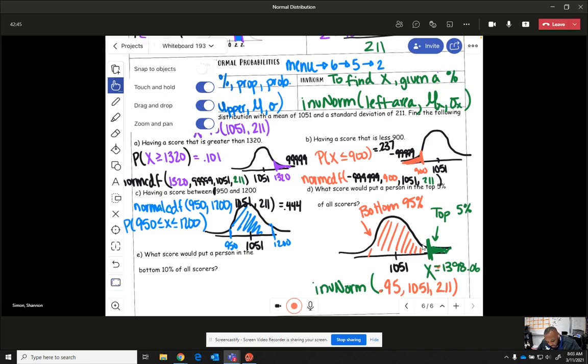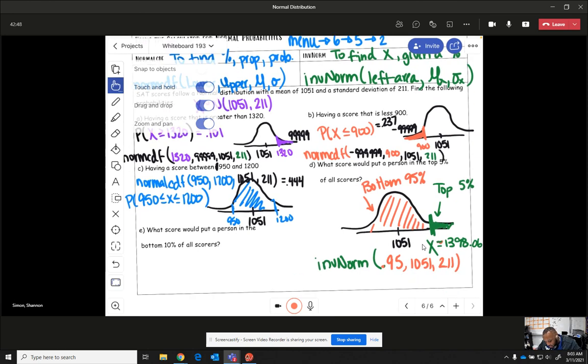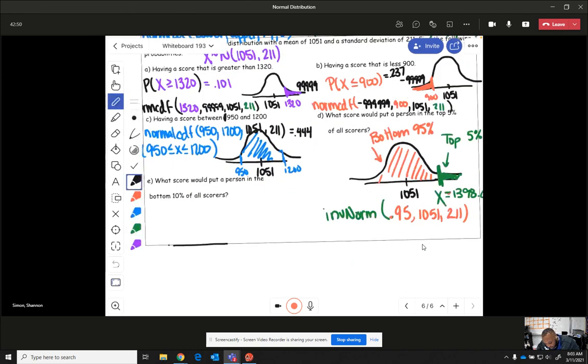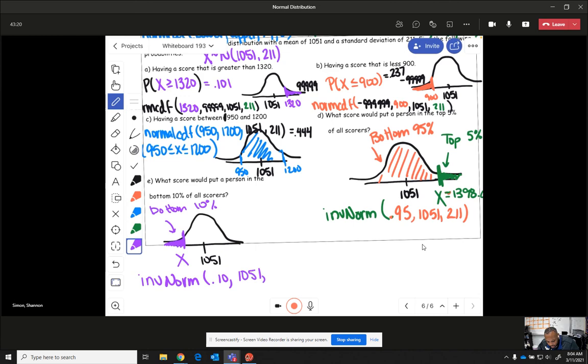Part E asks what will put a person in the bottom 10% of all values. So again, we're going to draw a curve, and on this curve, label the mean at 1051. I want to be in the bottom 10%, so I'm down here this time. Bottom 10% means 10% have scored below me. So this is the bottom 10%. And notice what side this is on already. It's on the left, so we already have a left tail area and we don't change anything. So this is inverse norm, 10% as a decimal is 0.1, the mean is 1051, and the standard deviation is 211.